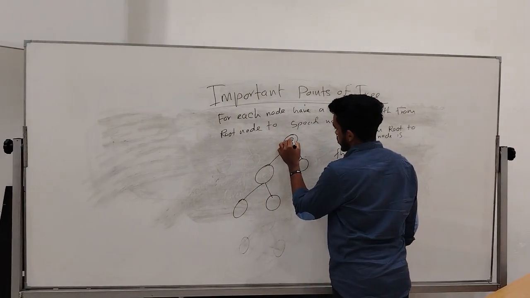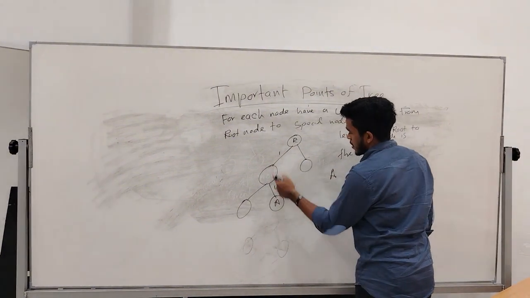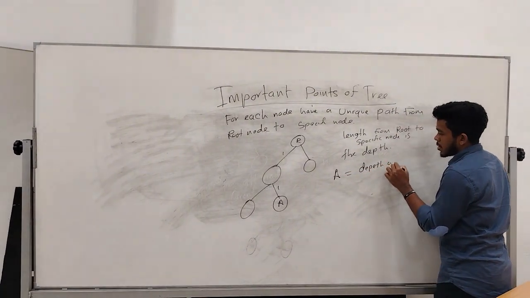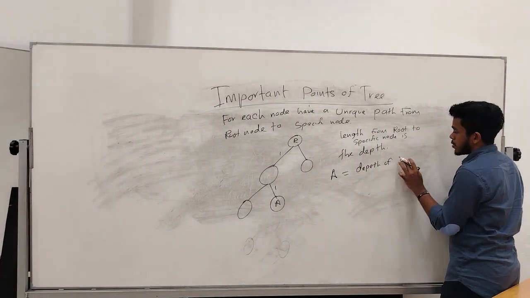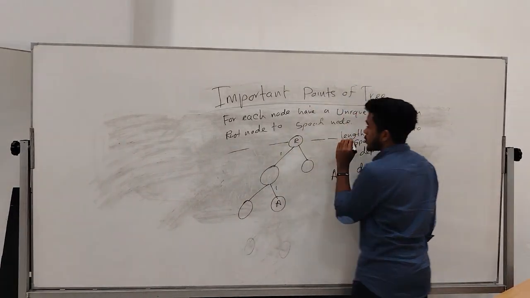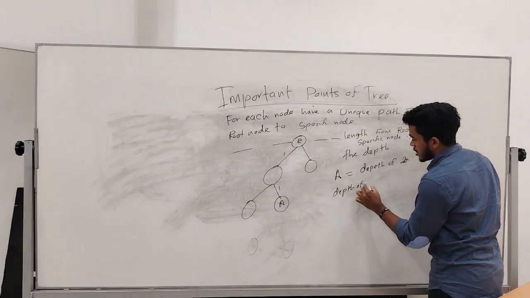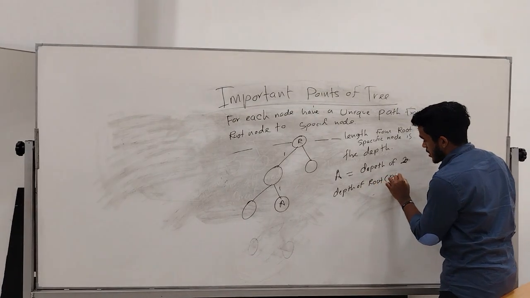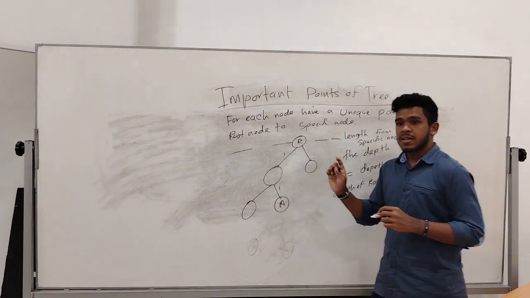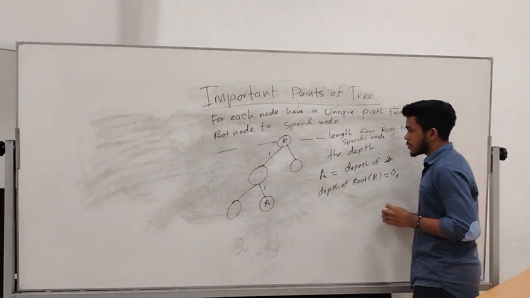So if we select this as the root and this as a node, it has a depth of 2, and the depth of the root node is 0. The depth of the root node R is 0 because the root doesn't have a path. That's why its depth is 0.